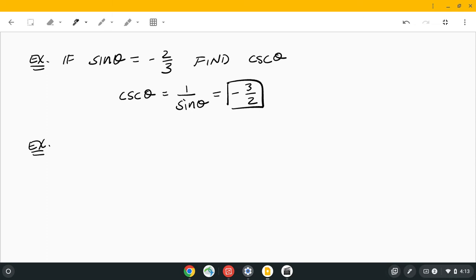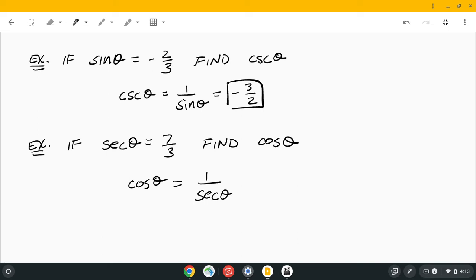Let's take a look at this one. If secant theta equals 7/3, let's find cosine theta. We know that cosine theta is the reciprocal of secant, so let's take the reciprocal of 7/3, and we get 3/7.